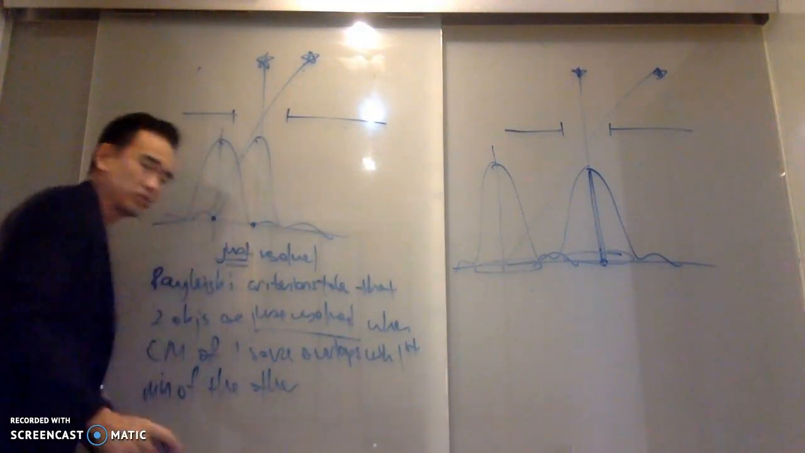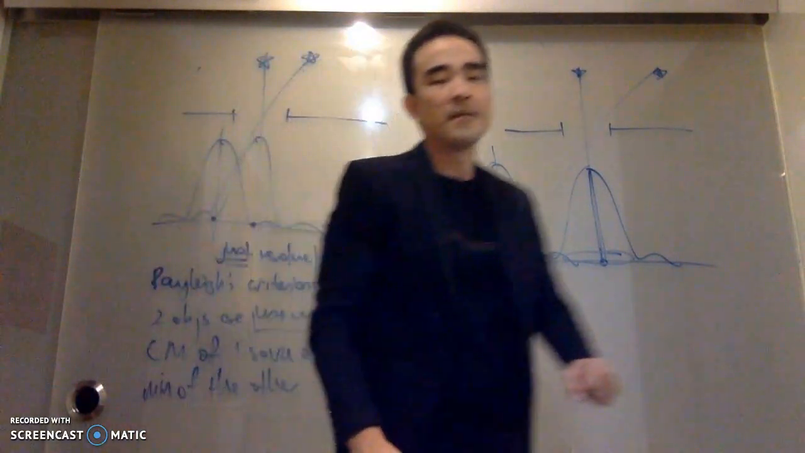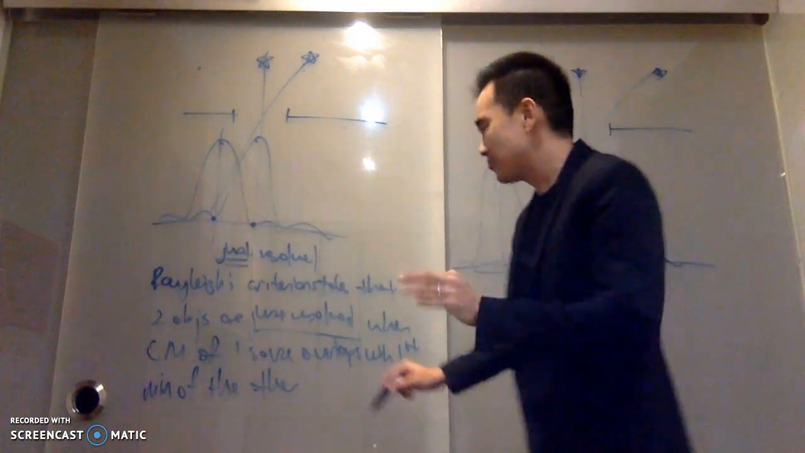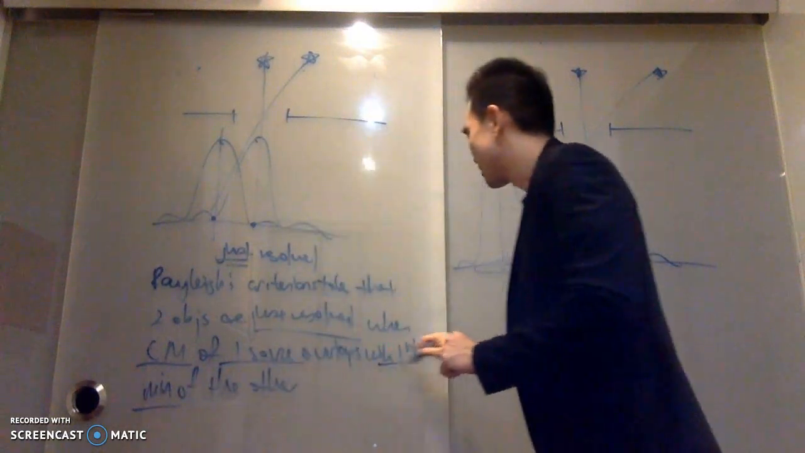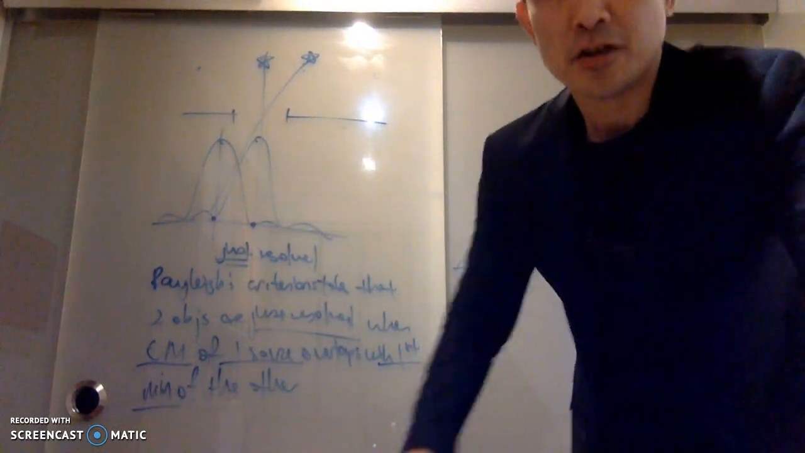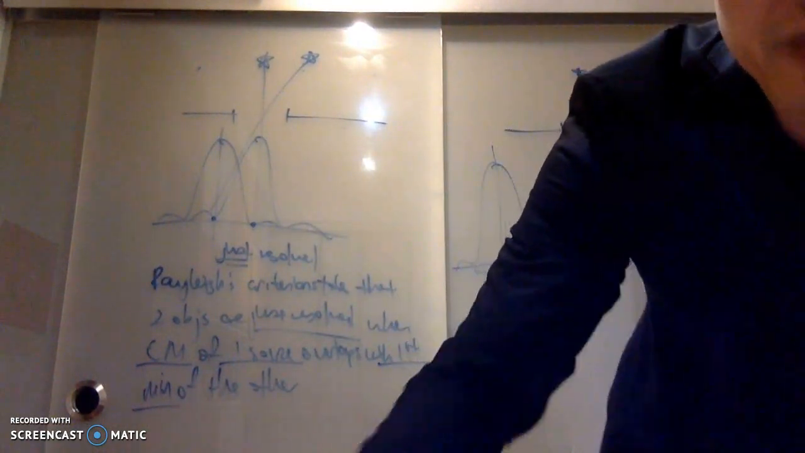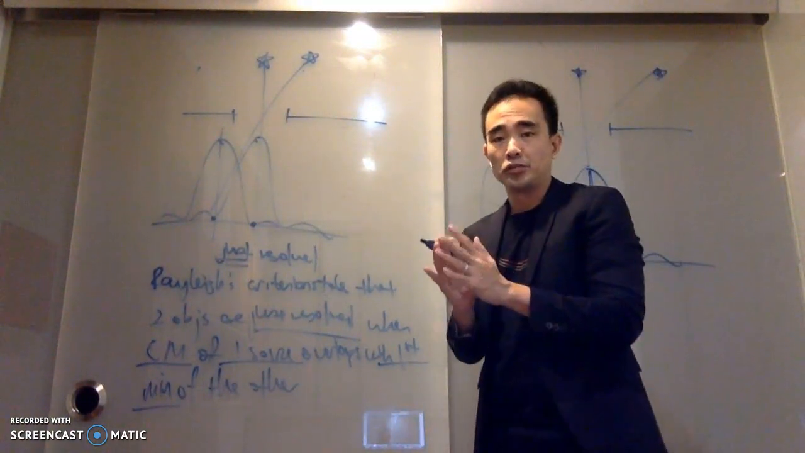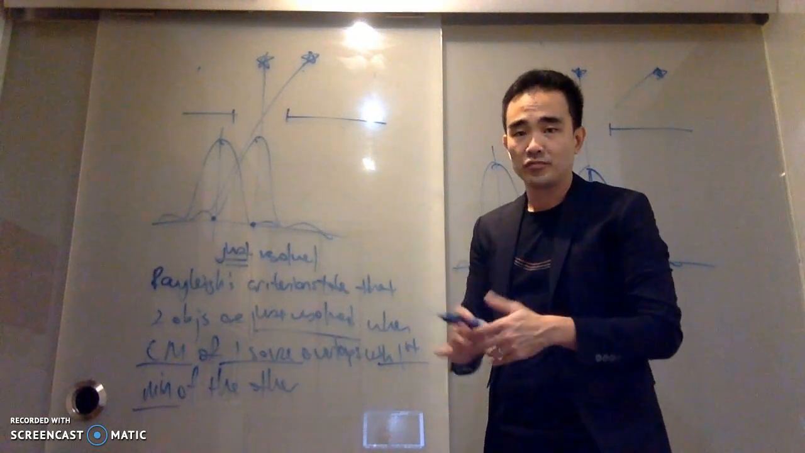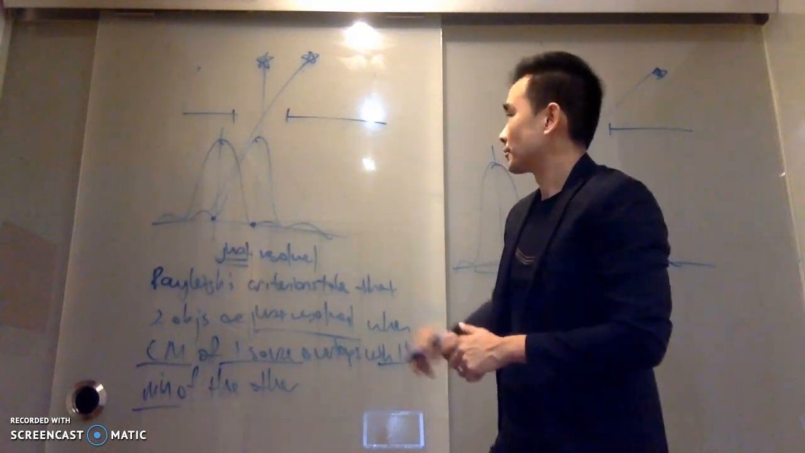Now this is in your notes, so I'm not going to emphasize this too much. The most important thing is that the central maxima of one source overlaps with the first minima of the other one. So it is important for you to remember this criterion, because this criterion is going to set the minimum separation or the minimum angle at which you can still resolve two objects as two objects. So let's take a look.